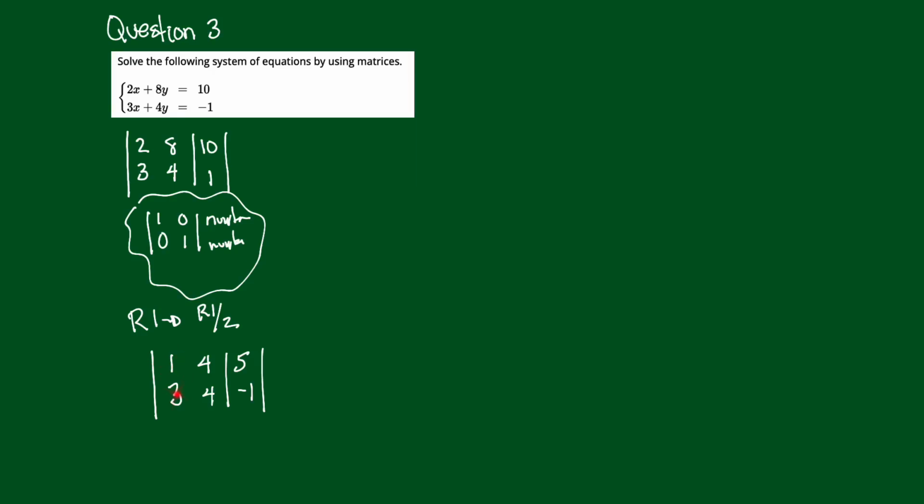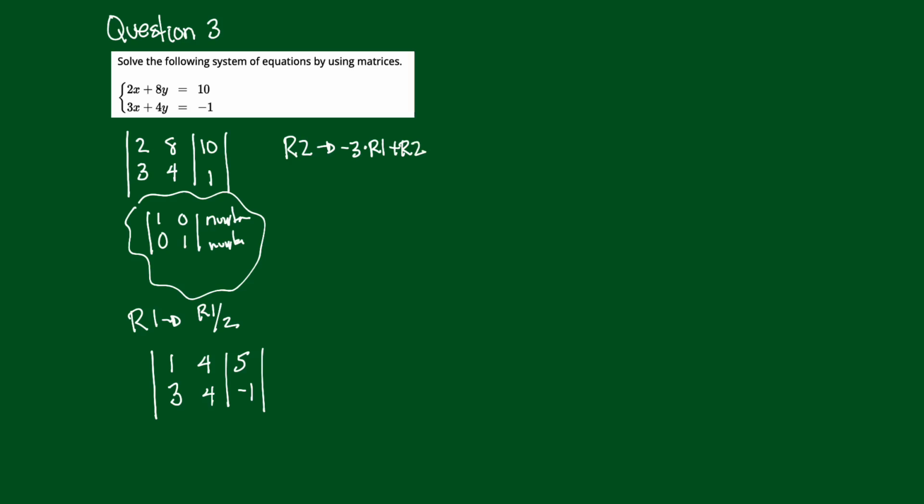I need a 0 here. So why don't we do this? Why don't we multiply this row by negative 3 and then add it to that row? Now, I'm going to say that up here. So row 2, right, I have to replace row 2 with what? Well, how about negative 3 times row 1, and then I'll add that to row 2.